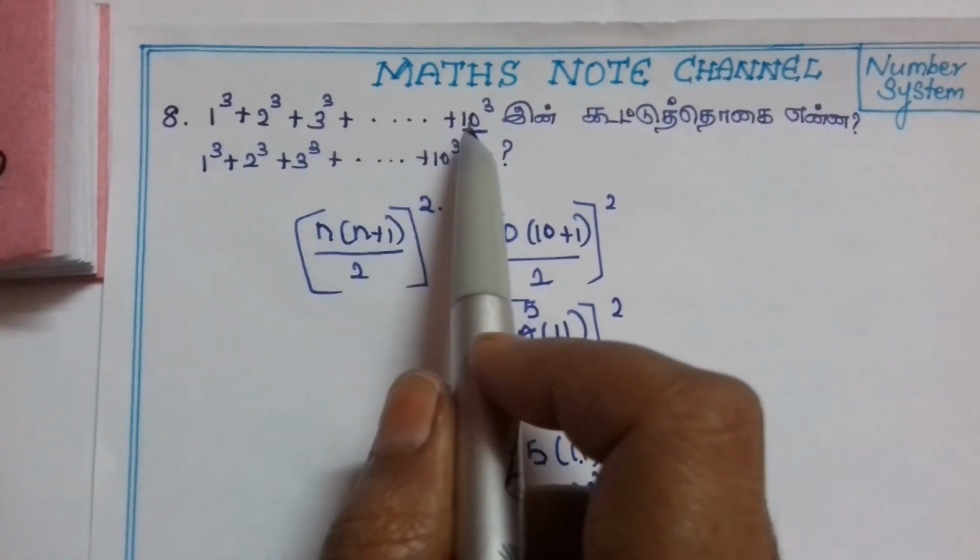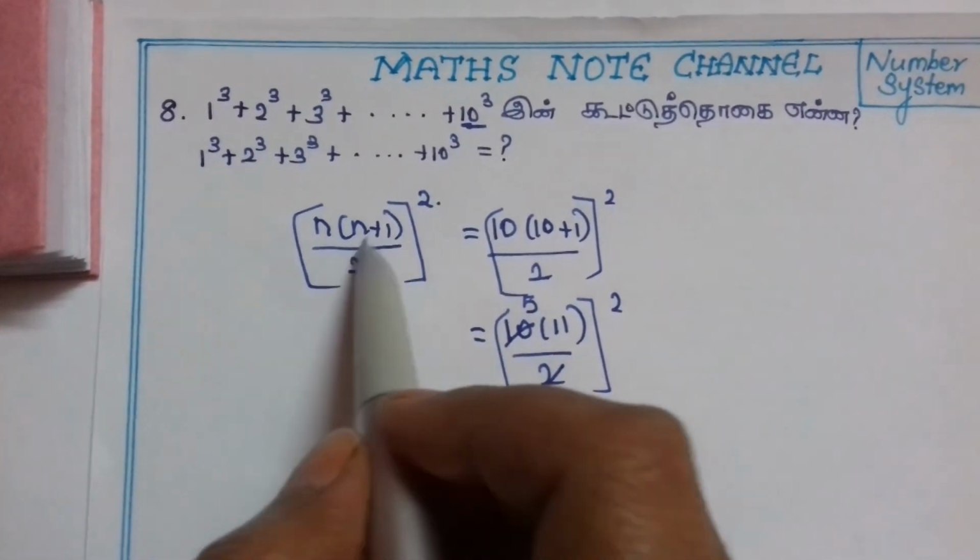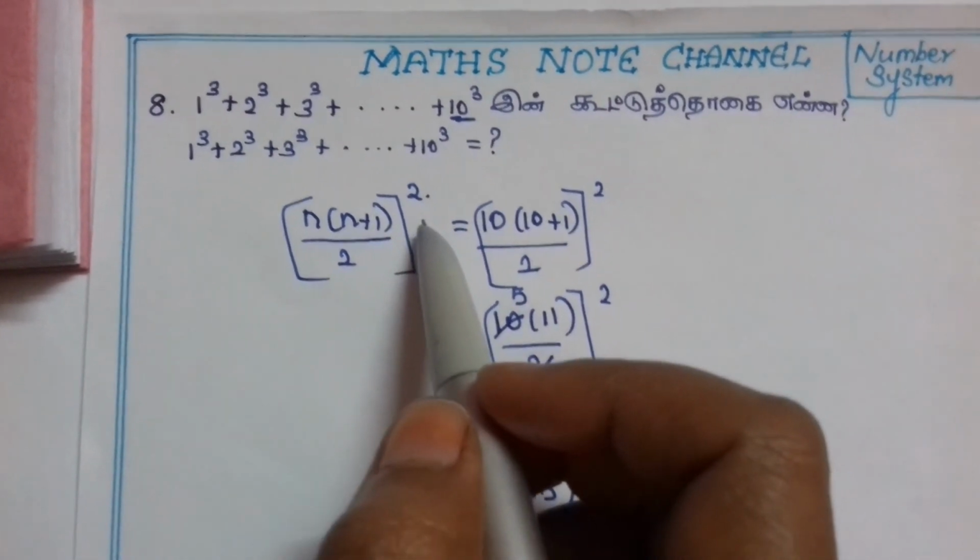The formula for the cubic series of natural numbers is (n into (n plus 1) divided by 2) whole square.